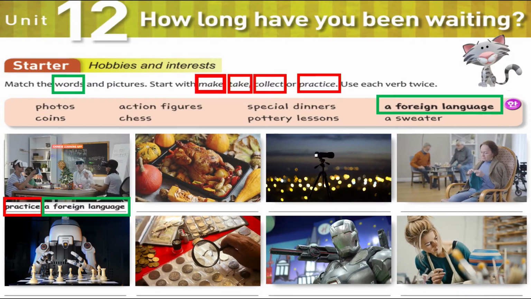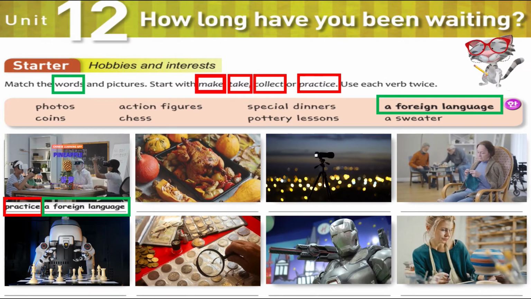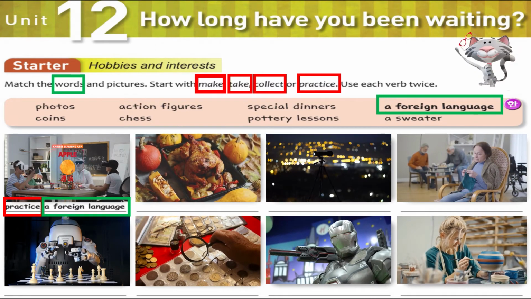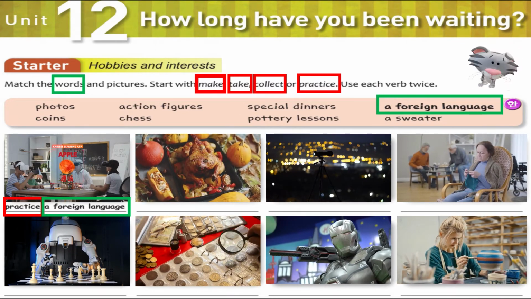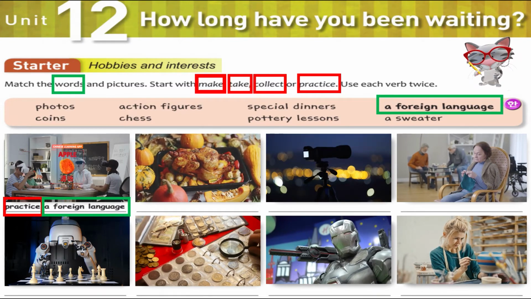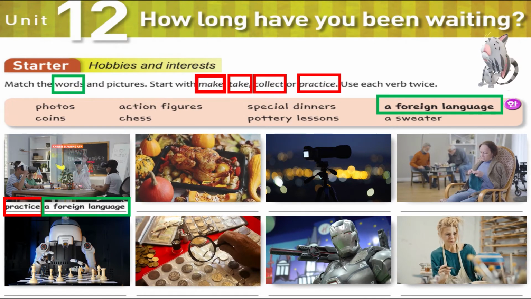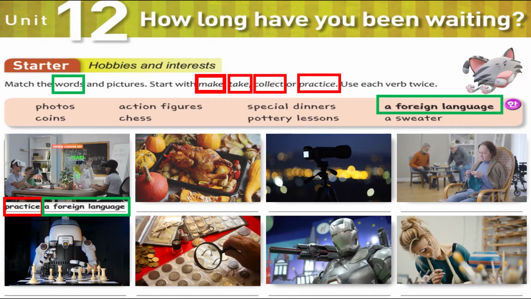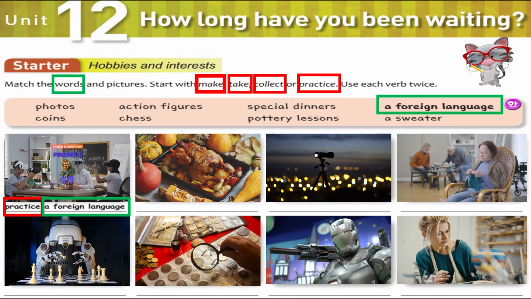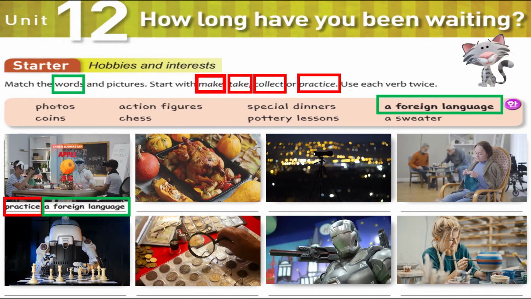And so the hobbies we have here are photos, action figures, special dinners, a foreign language, coins, chess, pottery lessons, and a sweater. Knitting. Yes, basically a sweater is not a hobby and is not an interest. Making it with something like knitting is the interest. So let's match the verbs with the pictures and words. So Yoonghee, we've done the first one, practice a foreign language, where they are practicing Chinese and they've got a pineapple there.